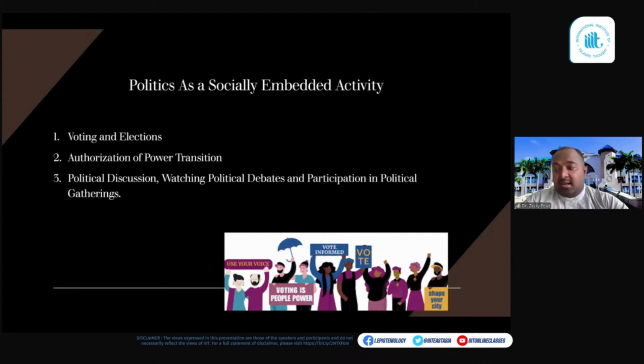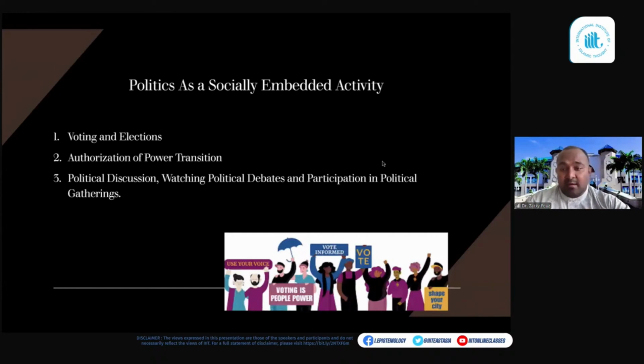So here the definition, politics is being understood as a social activity, or at least a socially embedded activity. So politics needs to be seen from the perspective of society and their activism with regard to the political power and authorization of power or power transition. This is the second perspective with regard to defining what is politics.